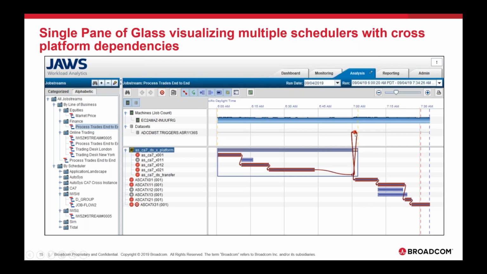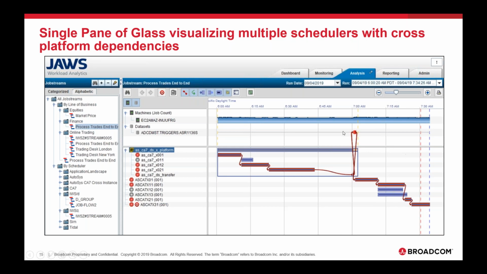So that arrived, you can see, just after 7 a.m. That data set triggered the subsequent jobs in CA7 to run. And in this case, the red line here is the SLA. So you can see that it, in fact, breached its SLA on this particular day.